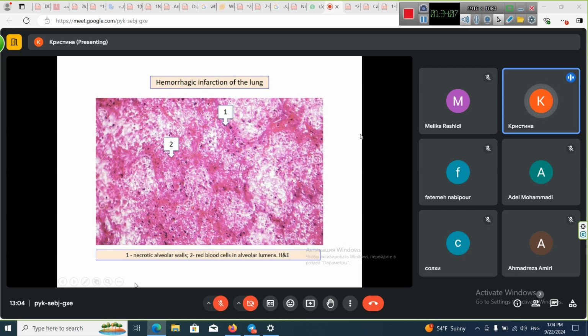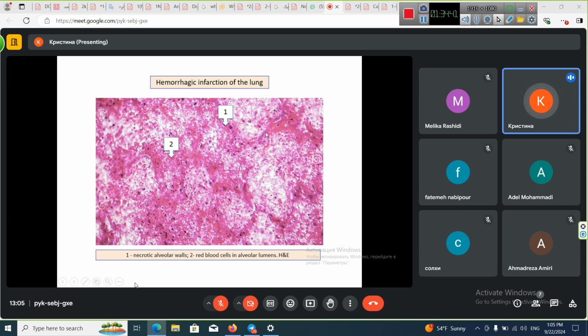The same on high magnification. Number 1 shows us the wall of the alveolus, so it is more darkly red in color. More whitish, more pale areas are the inner spaces of alveoli, which normally should contain nothing, but here they contain some dead cells, red blood cells, etc. So these alveoli cannot perform their function anymore.